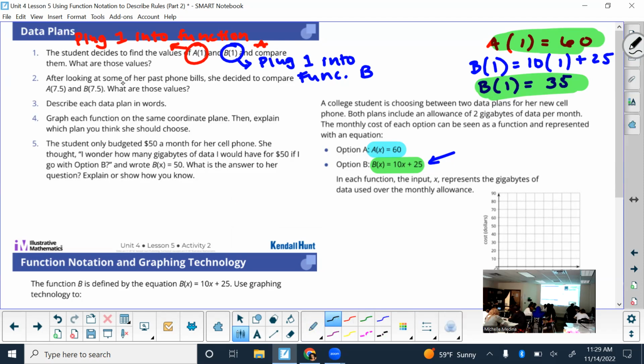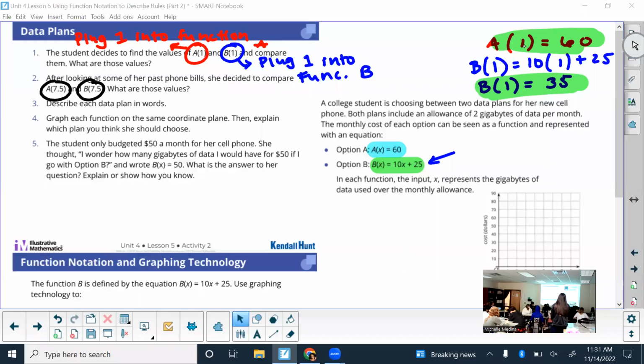After looking at some of her past phone bills, she decided to compare A of 7.5 and B of 7.5. What are those values? So what am I telling you to do with that 7.5? Michael P? Plug it into X in what function? Good, A, and then B of 7.5 is telling you to plug it in to the B function. So do that, everyone should be able to tell me that answer, because you all have access to the calculator. If you can't, then tell me what you're confused about. But we need to participate, because we're falling behind.